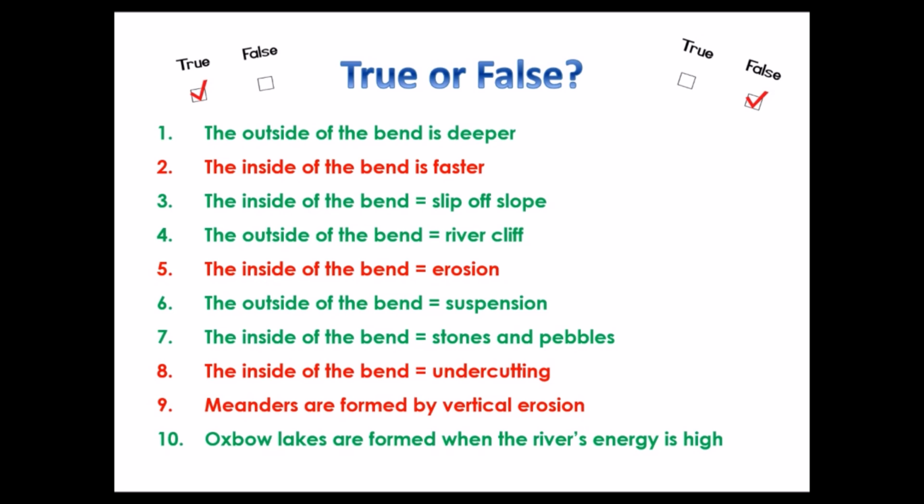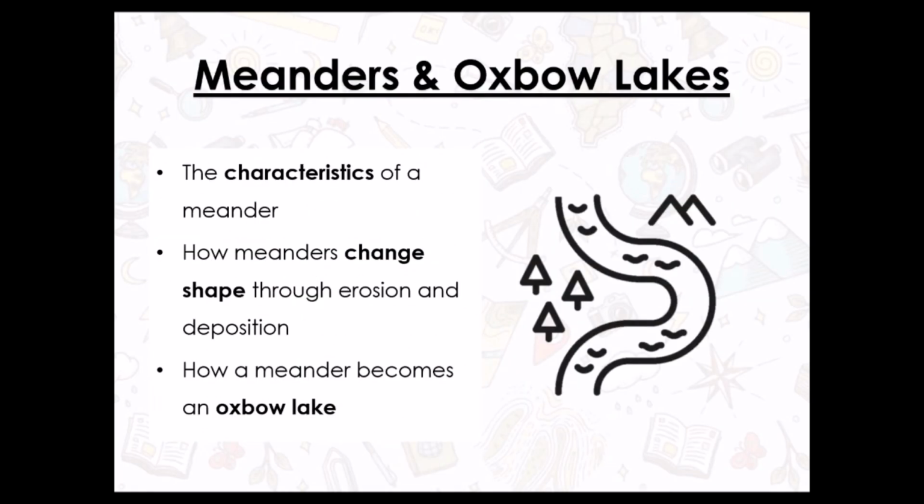And the last one, oxbow lakes are formed when the river's energy is high. We need a big flood or some sort of huge increase in water to finally break through that meander neck to create this new straighter channel of the river in place of what was a very extreme meander.